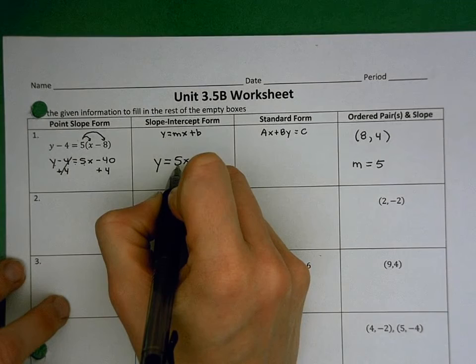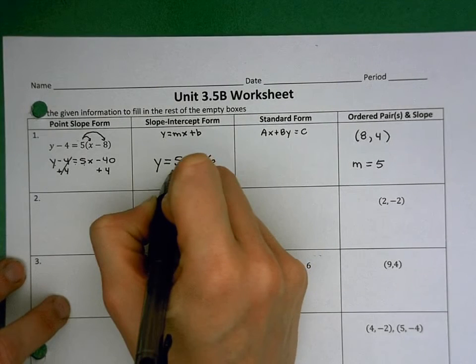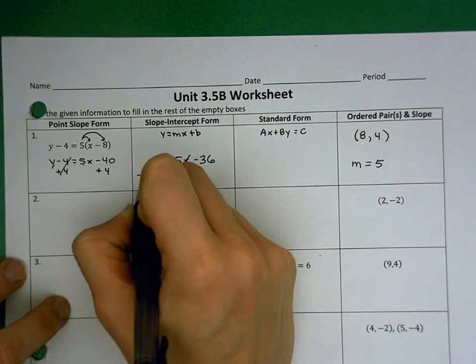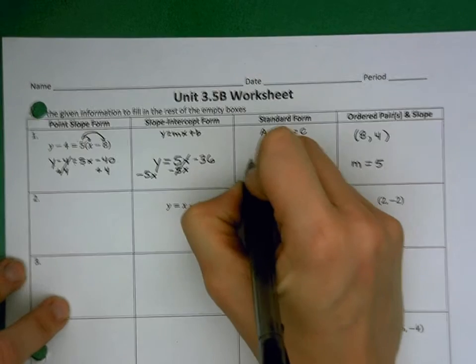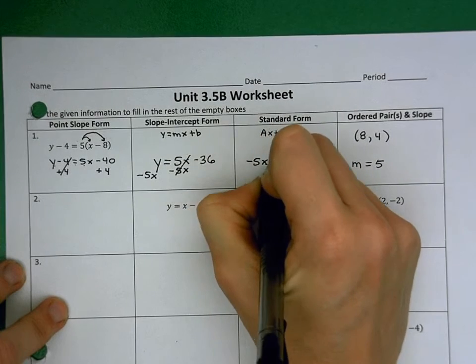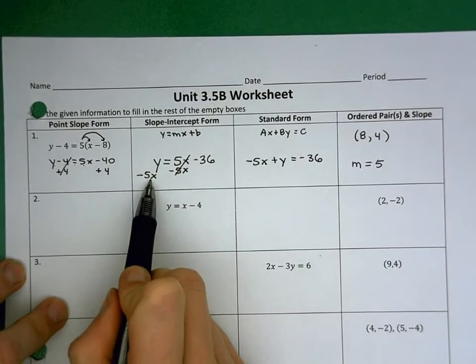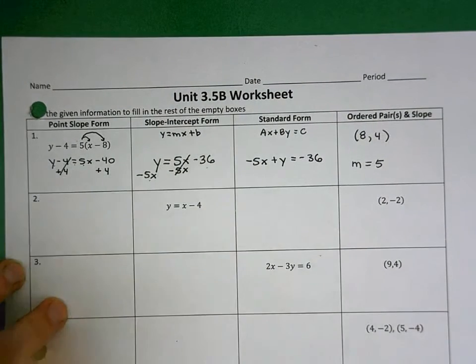Okay? So to get this 5x over to the same side as the y, I'm going to do the opposite, which is subtracting 5x. And so we get negative 5x plus y equals negative 36.